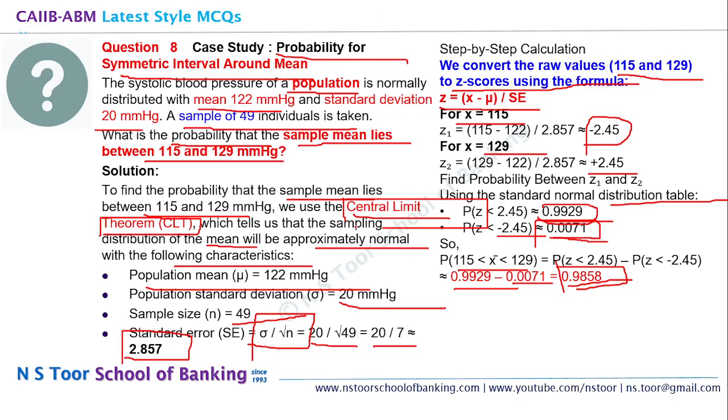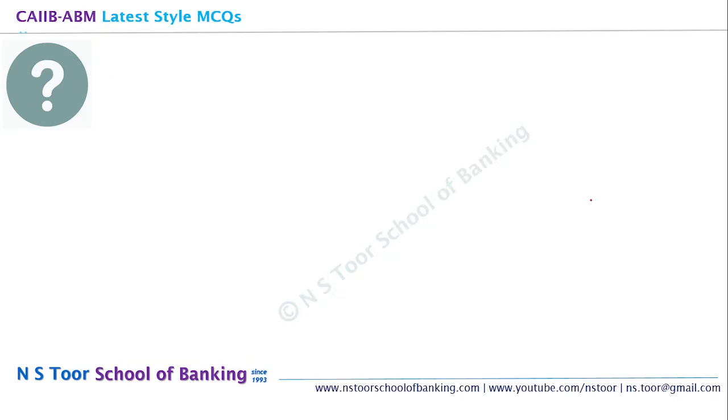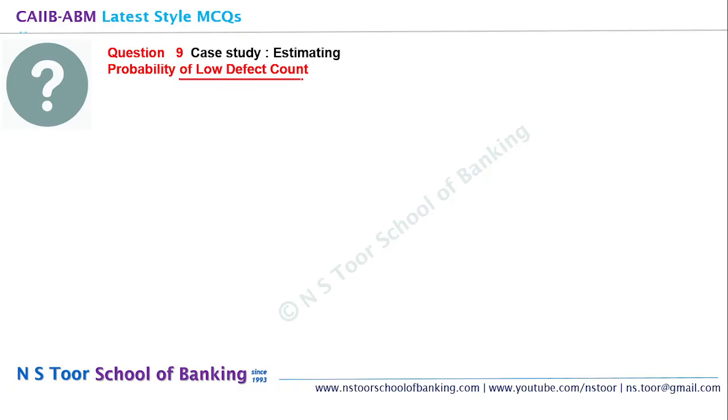Very easy to understand, interesting to know also. Because of our regular practice, we understood so many concepts clearly. So please keep all the formulas in mind, because that will be helpful to us. Now the next question: estimating the probability of low defect count.